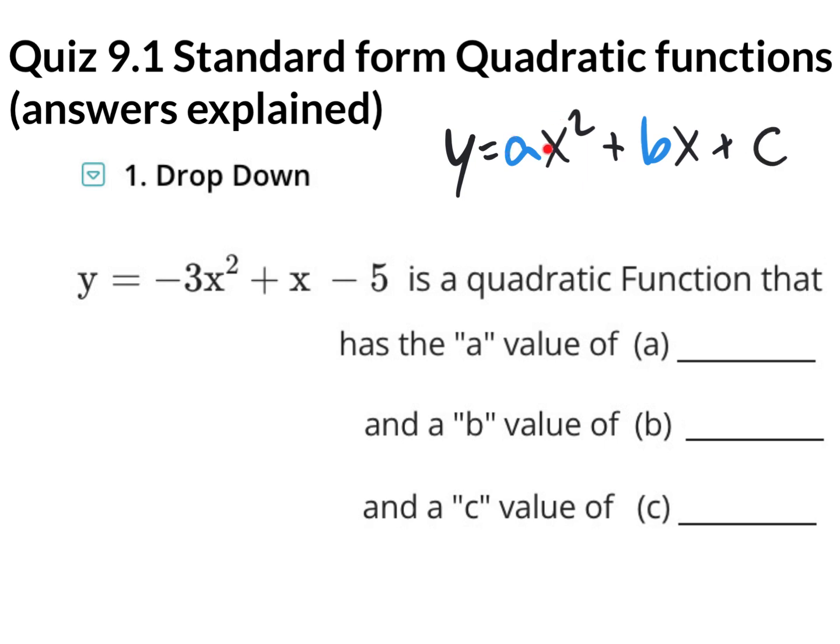Where your a is in front of your x squared, your b is in front of your x, and the c is not with any x. It's just a number by itself. So it's pretty simple. The a value is -3. The b value is +1 because there's no number in front of it. And the c value is -5. So a is -3, b is +1, and c is -5.